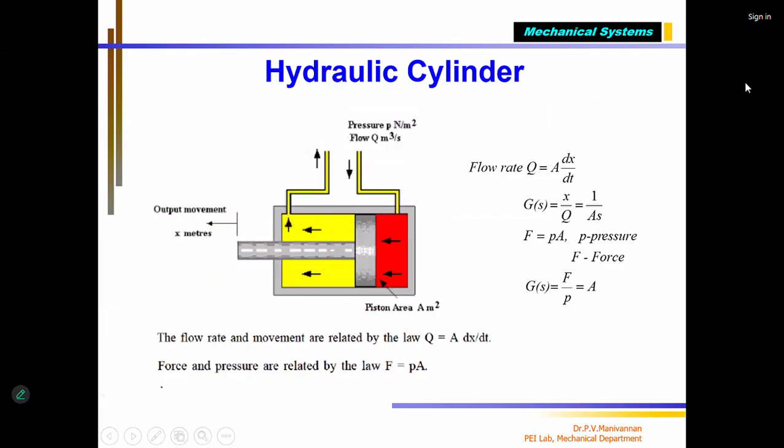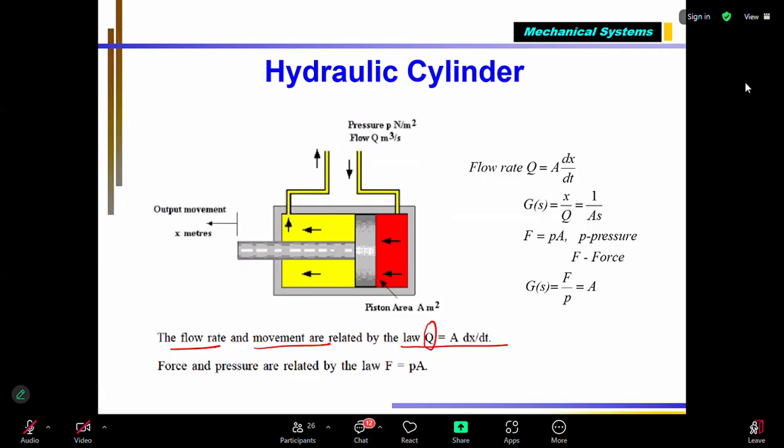Now we can show that the flow rate and the movement are related by the equation in this system. Q is the flow rate, given in liters per minute or second or hour, whatever it may be, and is proportional to A multiplied by d/dt of x(t).